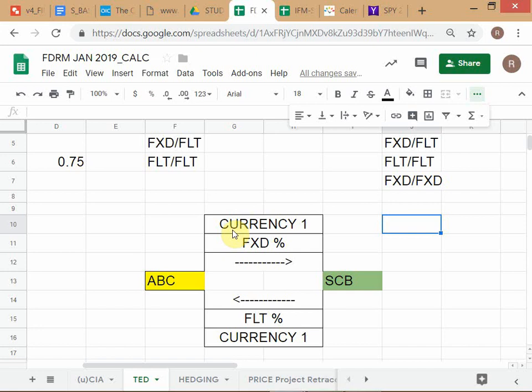Sir, 3 month LIBOR floating. Yes. So if ABC is paying to SEB 3 month LIBOR, and in return it is getting 3 month treasury bill. Yes. So then there should be some basis points also.